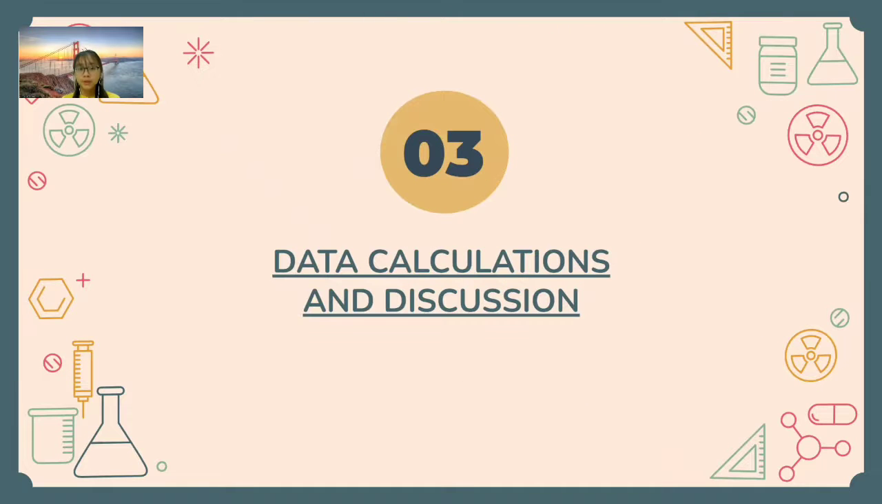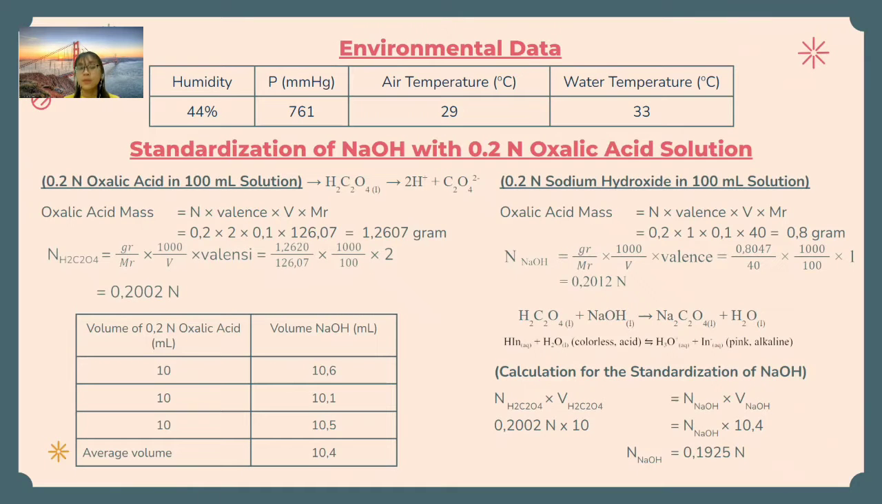The third part is data calculation and discussion. The first data that we obtain is environmental data. The first step is to standardize a solution of sodium hydroxide or NaOH with a solution of oxalic acid. Before the titration, it is necessary to prepare a 0.2 normality oxalic acid solution in 100 ml.